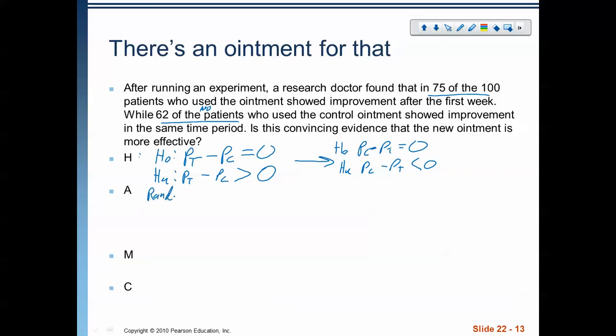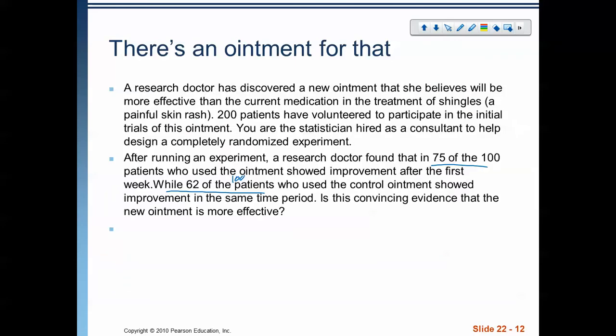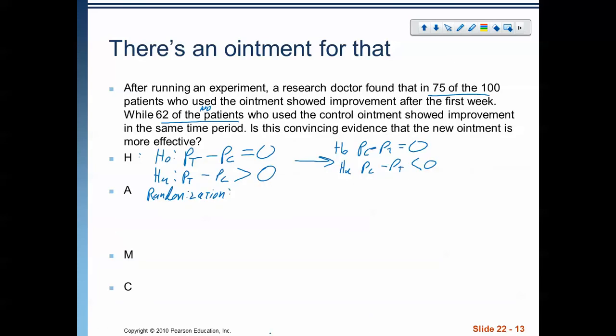So there's my hypotheses, assumptions and conditions. Randomization. Let's talk about randomization first. In this question stem, there are volunteers that did the project, but we could probably make the assumption that because we're doing a completely randomized experiment, people are being randomized to treatments. So it is safe to assume that patients were randomly assigned to treatments.